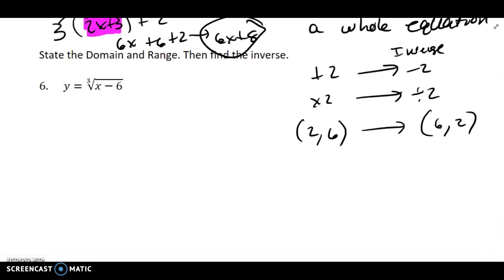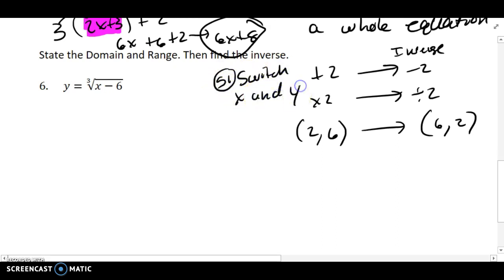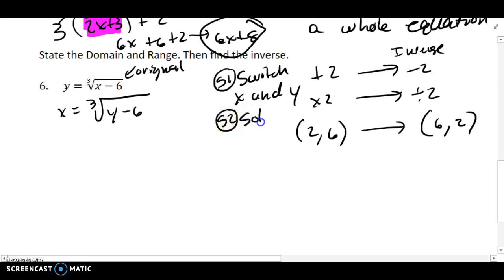And so to find the inverse of an equation, step 1 is to switch x and y. Okay? So when I switch these, I'm going to get x is equal to 3, y minus 6. So this is the original, and then we're going to find its inverse. Just like plus 2 cancels with minus 2, this equation is going to cancel with another equation. So then step 2, we're going to solve for y again. So we need to get y by itself.